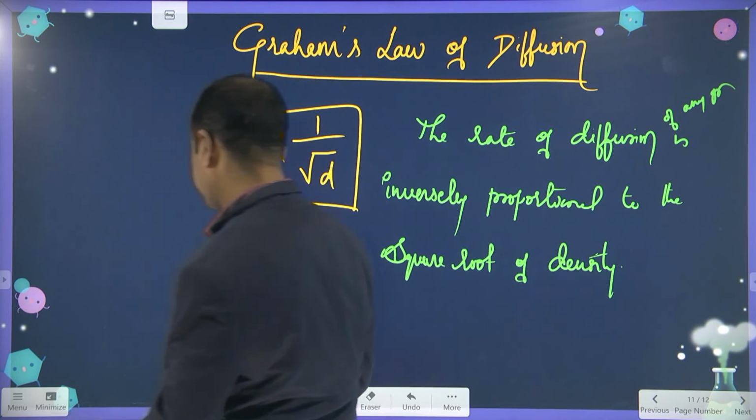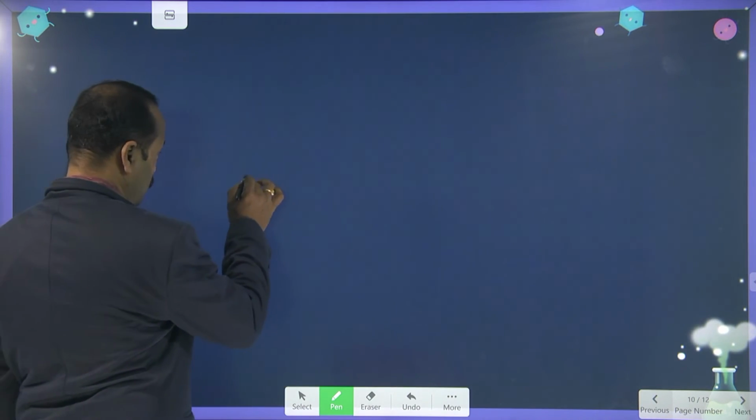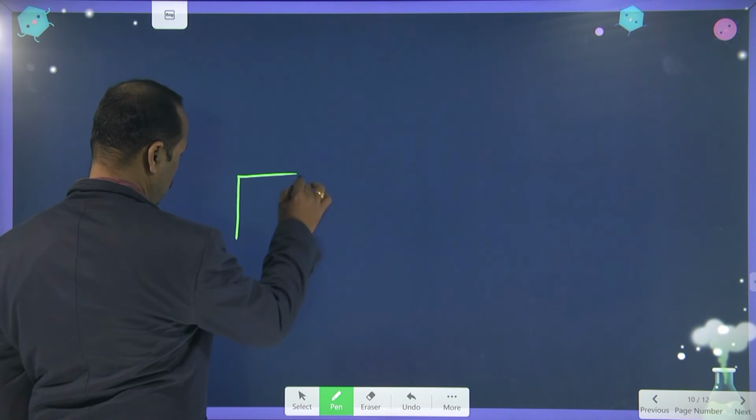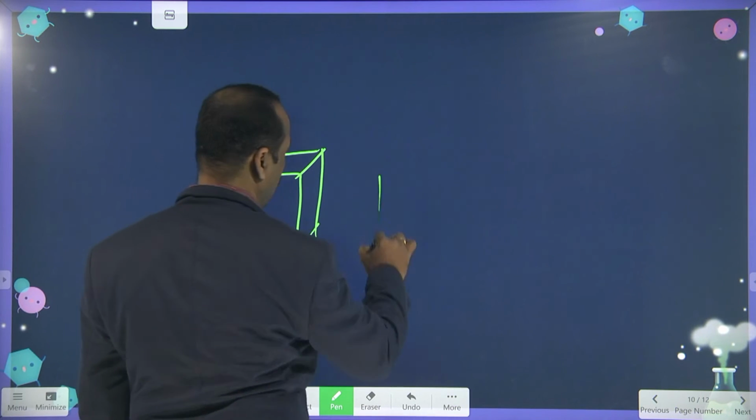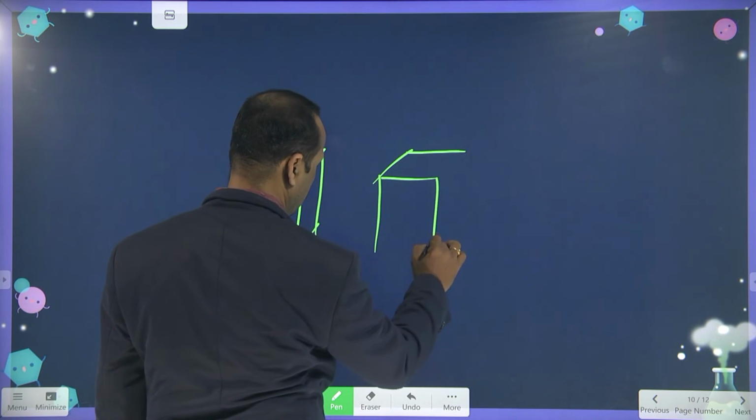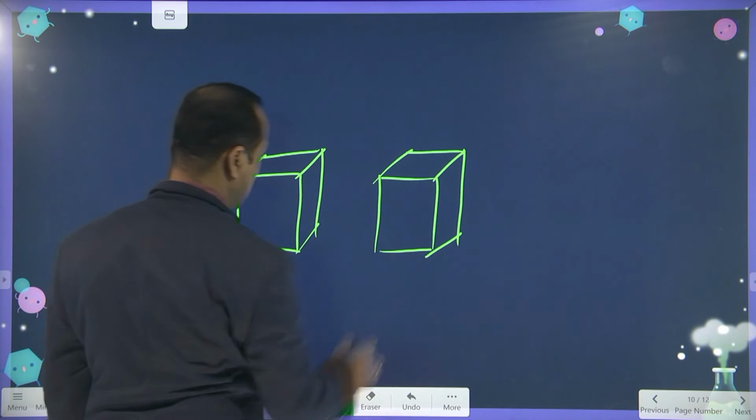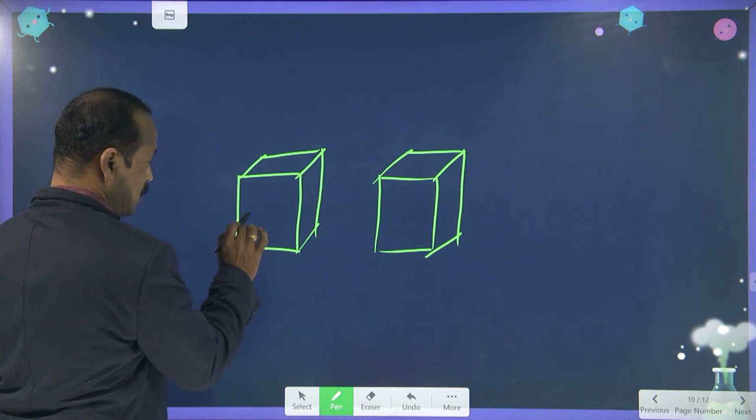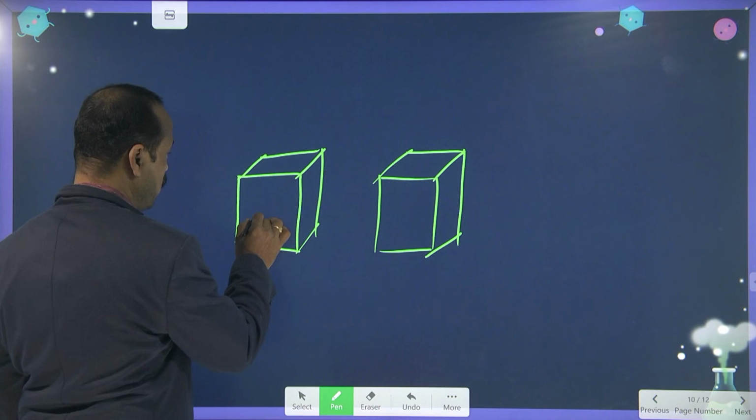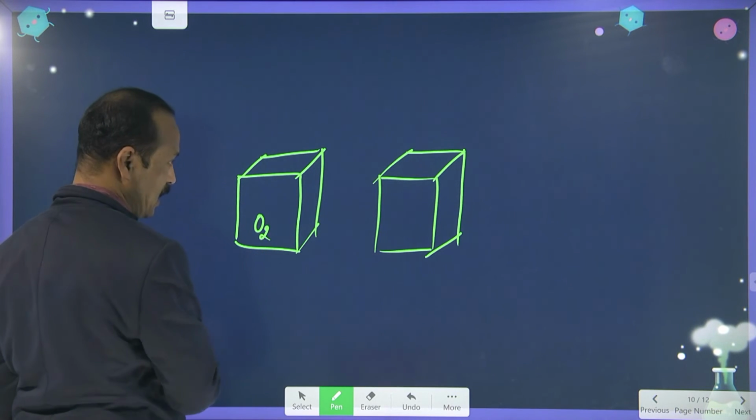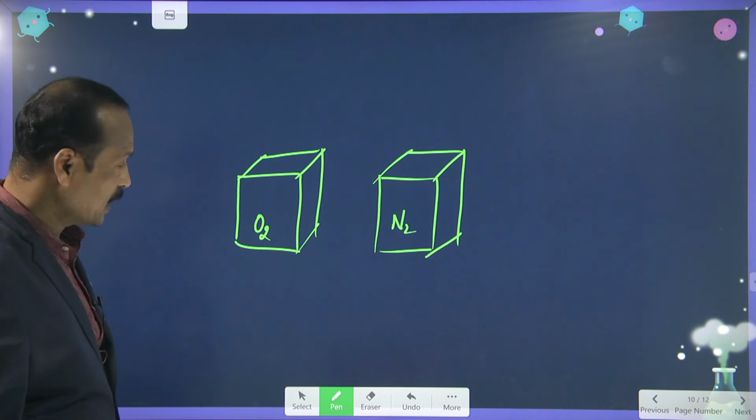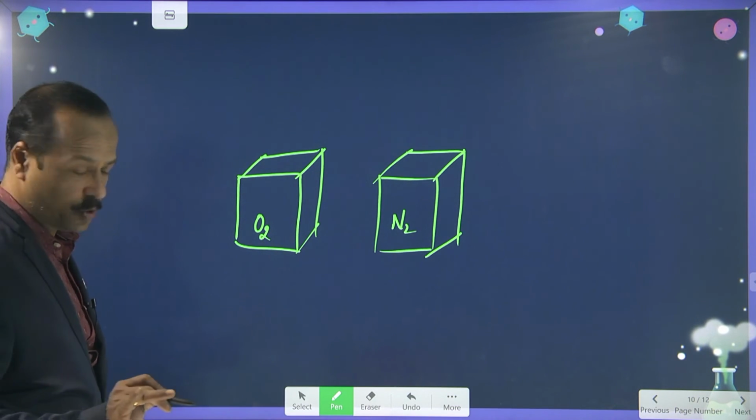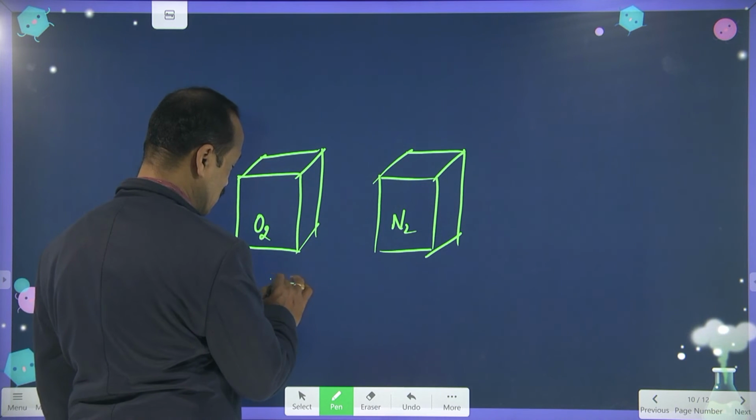Here you see now, I'll go to the next slide. Here I have one box. Okay, this is one box. Now here I have one more box. In this, some certain amount of gas is there. For example, I am taking oxygen gas here, and here I am taking nitrogen gas. And the condition remains the same, which means the temperature and pressure are kept constant.